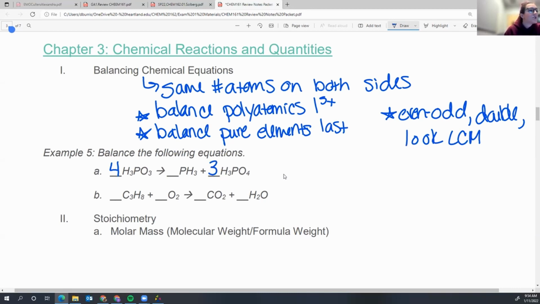Because now my oxygens are good. And now if I check everything else, actually I have 4 phosphoruses. Well, I've got 3 here, 1 here, we're good. And hydrogens, I have 12, and over here I have 9 plus 3 is 12. I'm actually all good. You don't have to write the 1, that's understood.